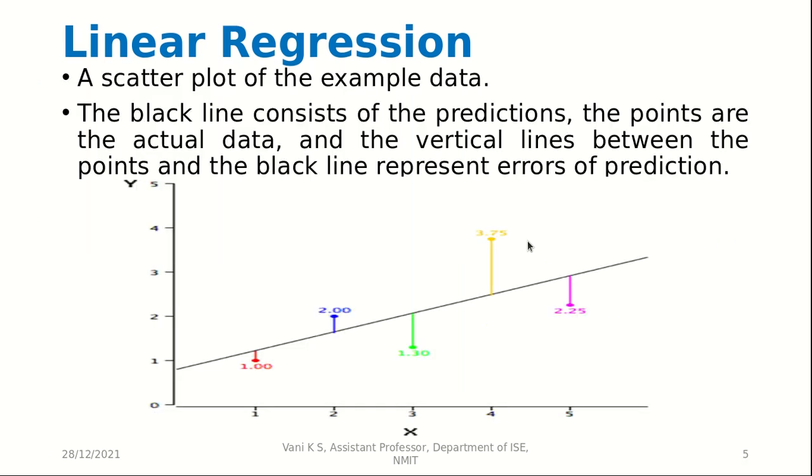Now a scatter plot of the example data can be seen here, and here we can see the best fitting line. Now the black line consists of the predictions, the points are the actual data, and the vertical lines between the points and the black line represent the error of prediction. So the errors of prediction can be seen here in these vertical lines.